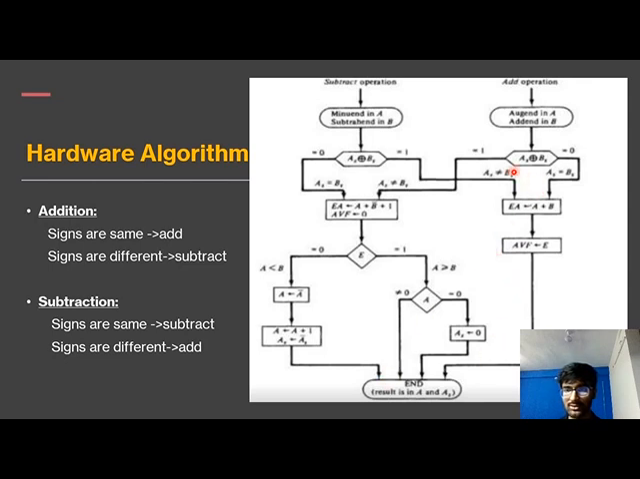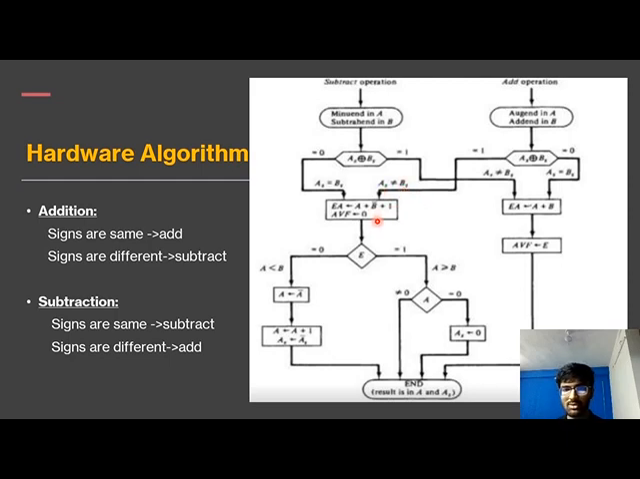But what happens if XOR of the sign bits of the A and B registers is equal to 1? Then it means that the signs of both are not same. Then we have to do subtraction. Signs are different, so subtraction. Now here we don't do A minus B as in day-to-day life. Here we do addition of A and B, but how? If it is A minus B, then we have to take the 2's complement of B.